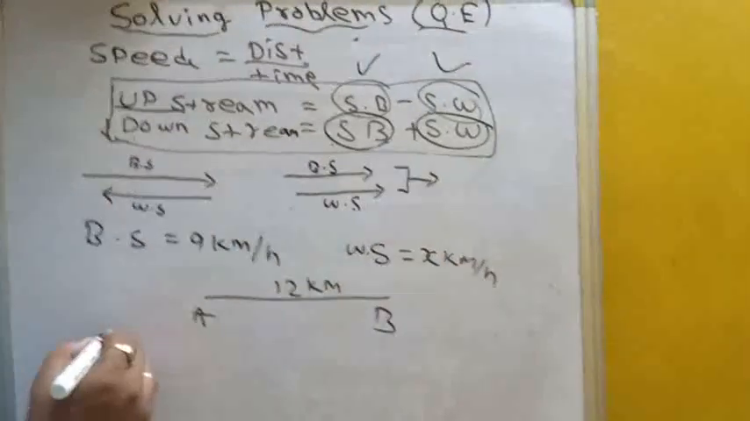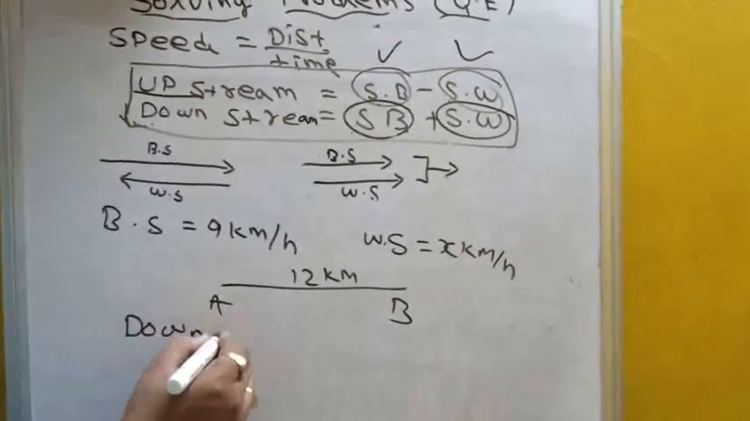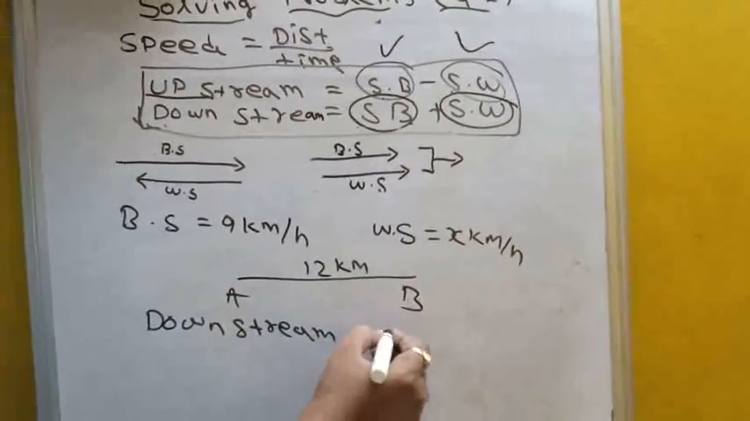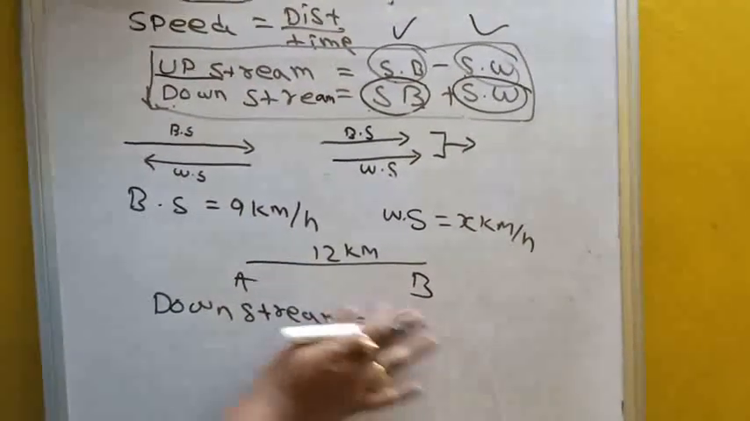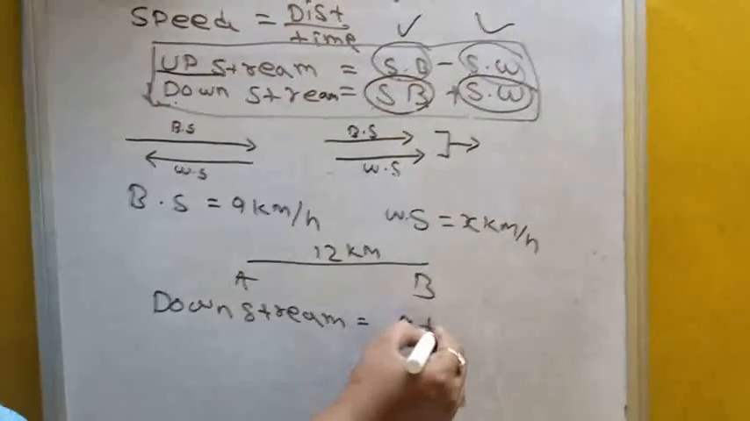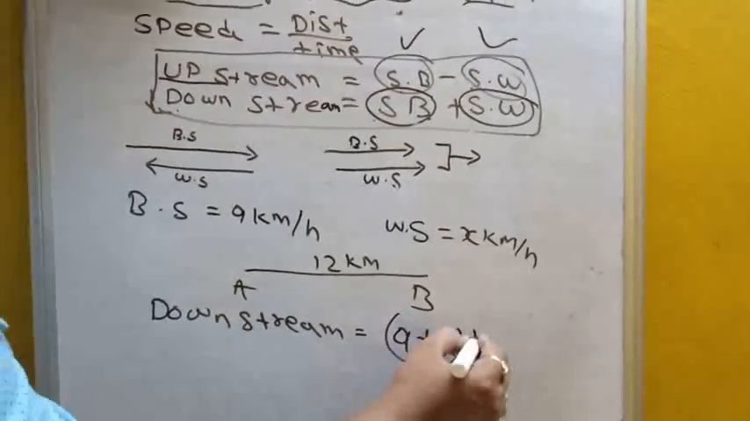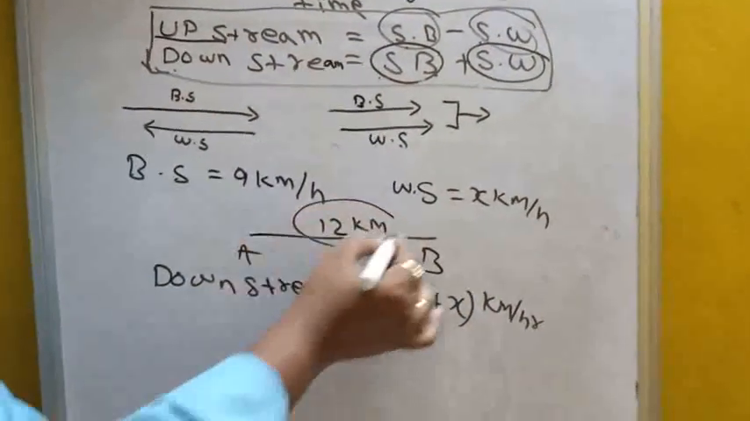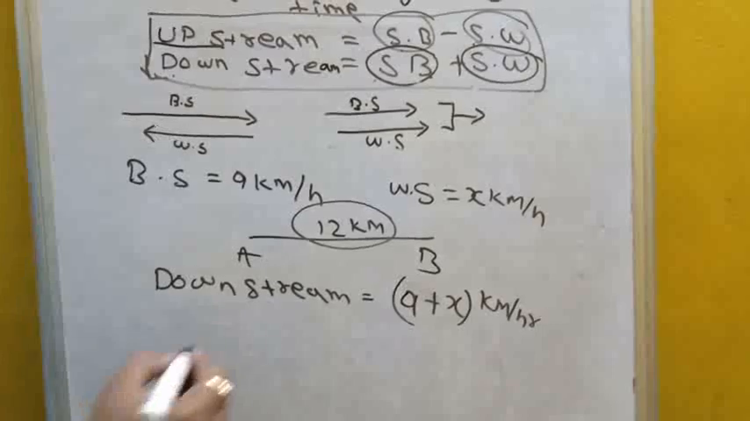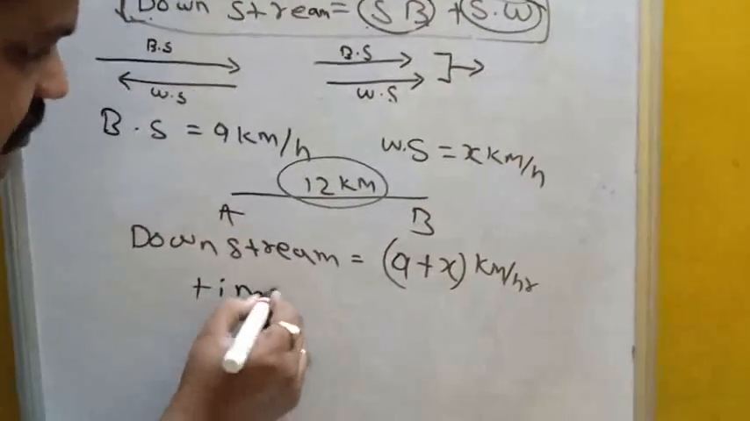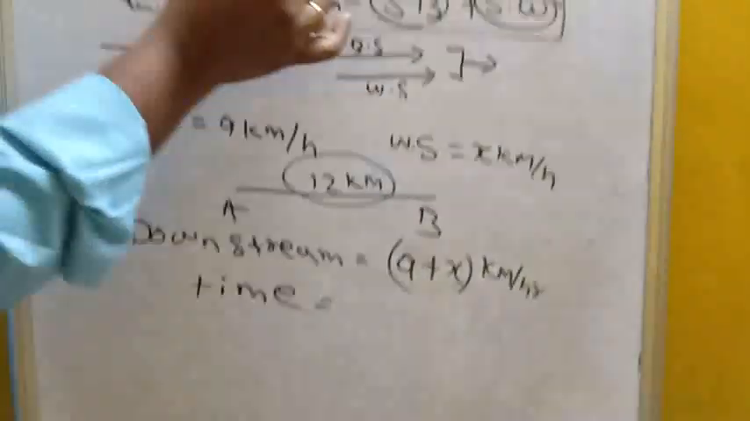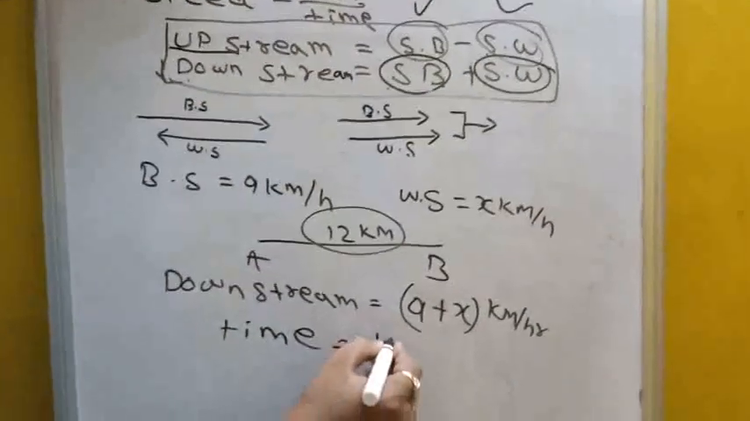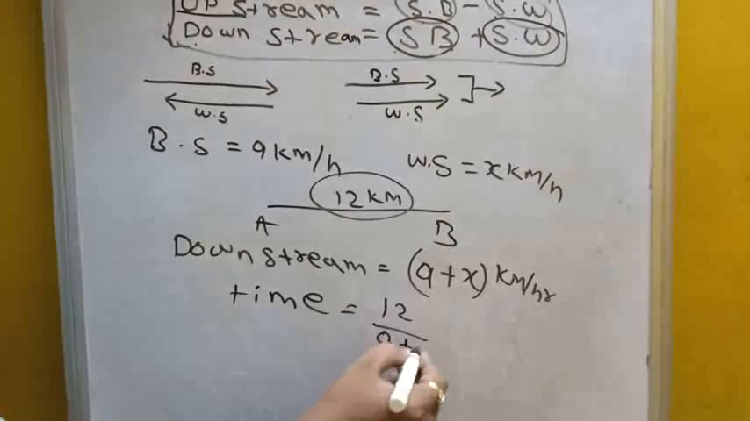So downstream speed equals how much? 9 plus x kilometer per hour. Yes or no? So how much distance has he taken? 12 kilometer. Therefore time equals how much? Time equals distance divided by speed. So time equals 12 divided by 9 plus x.